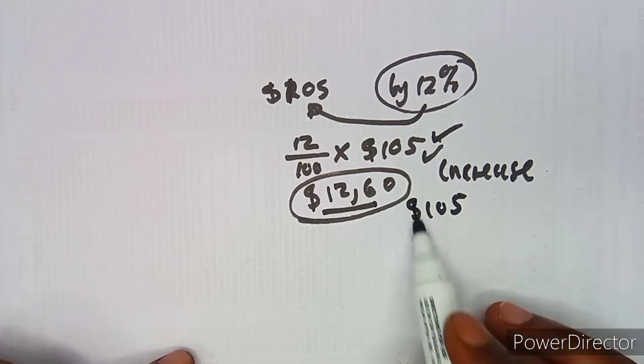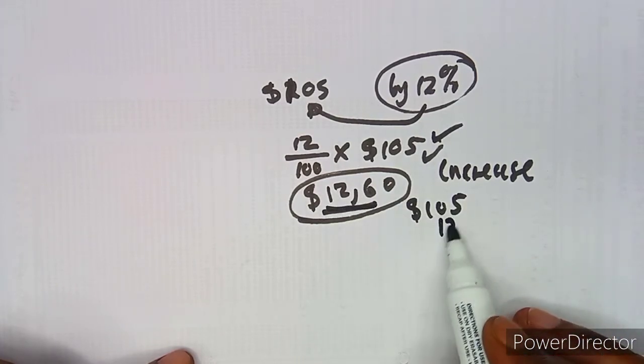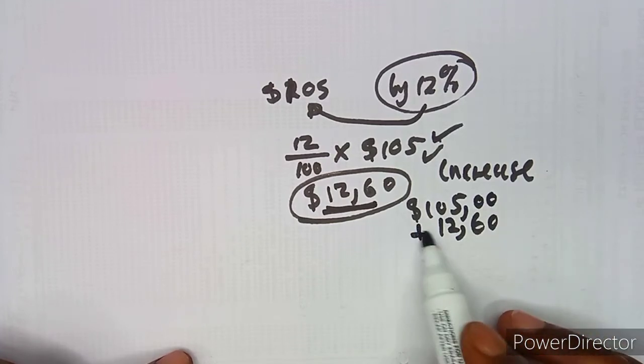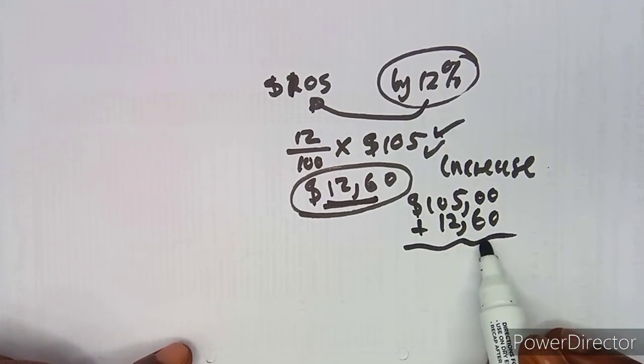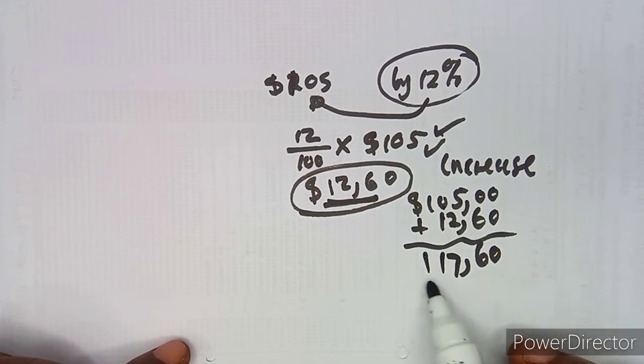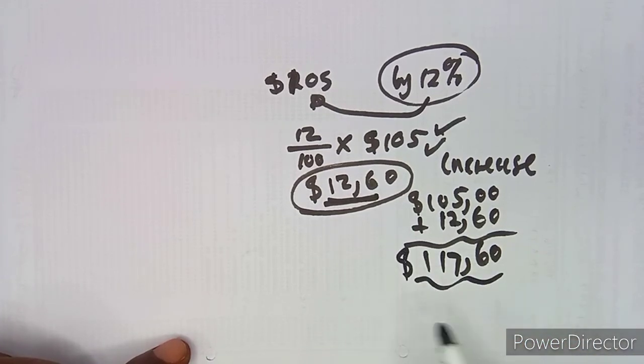So $105 plus 12.60. We are going to add this. So we obtain 60, that's 5 and 2, which is 7, 0 and 1, which is 1, 1, like this. So this is going to be $117.60. That is the increase.